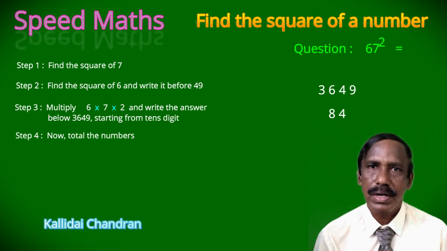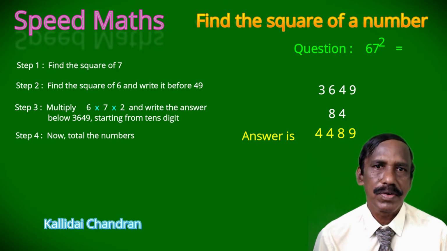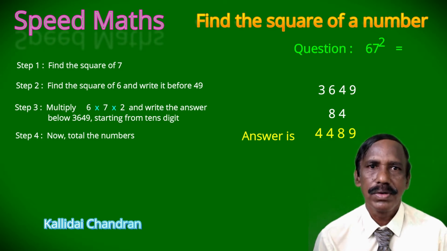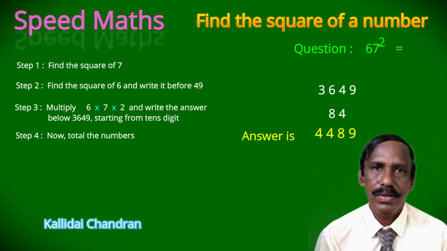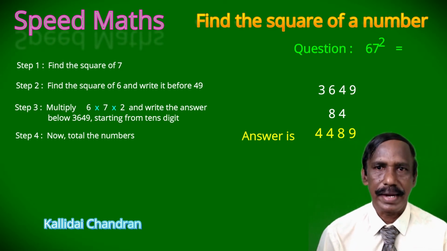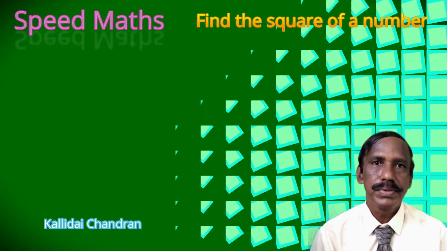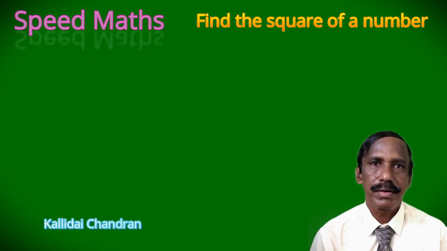Now when you total, 9, 4 plus 4, 8, then 8 plus 6, 14, 1, carry over 1 plus 3 is 4. Thus the answer is 4489.